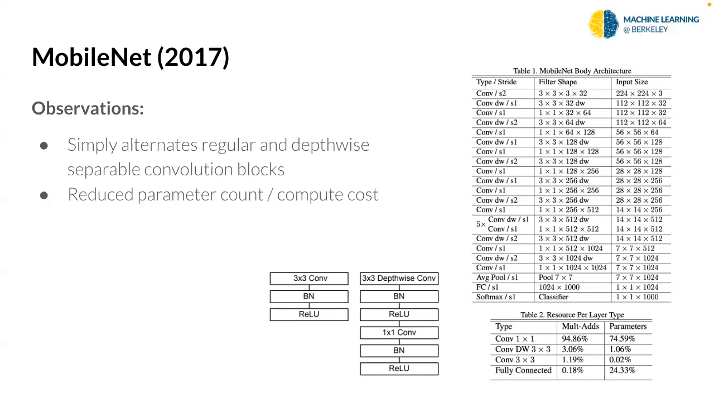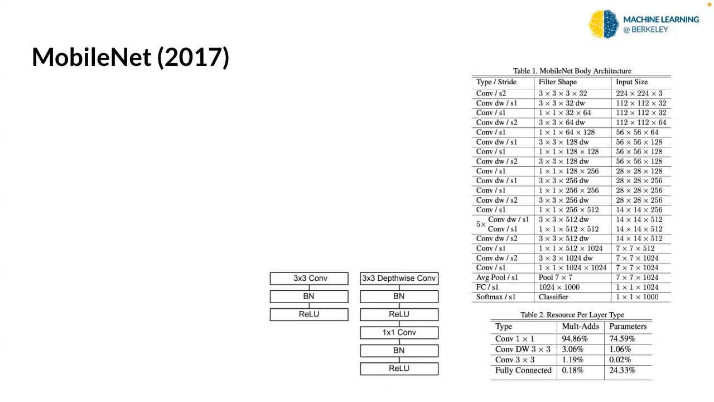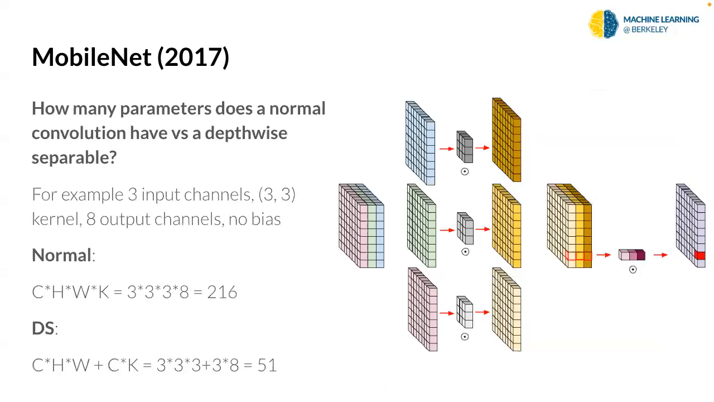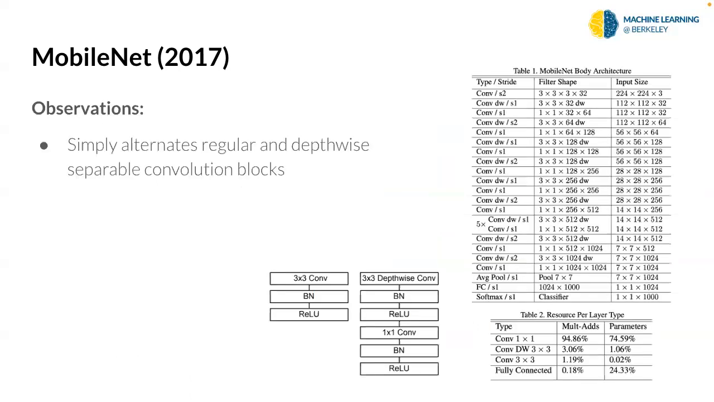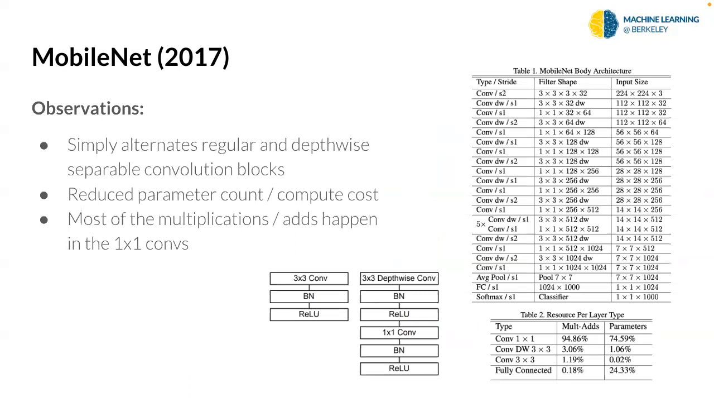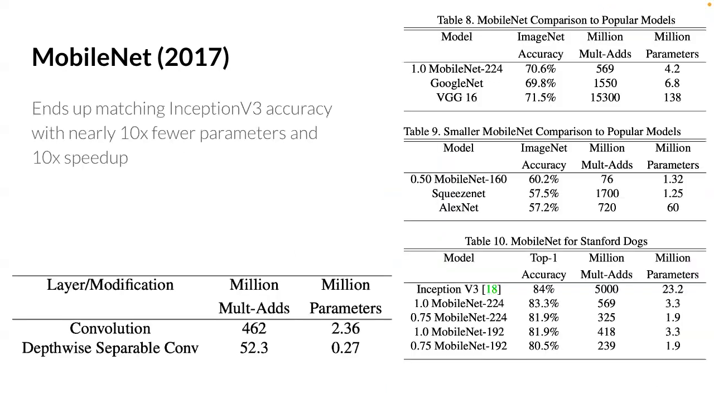They have reduced the parameter count quite a bit. So if we look at the previous example, just for this small example of a 3-channel image and an 8-channel output, we're already at 4x fewer parameters for a depth-wise separable convolution. Most of the multiplication adds happen in the 1x1 convolutions. So that's a consideration when we optimize the model.